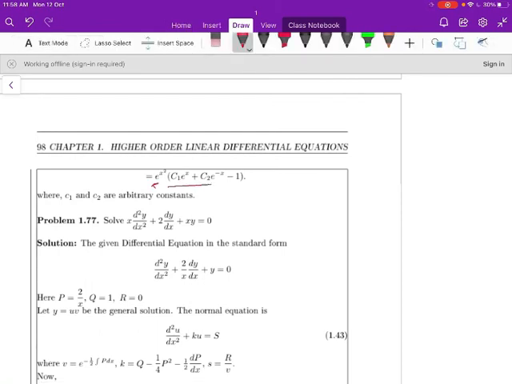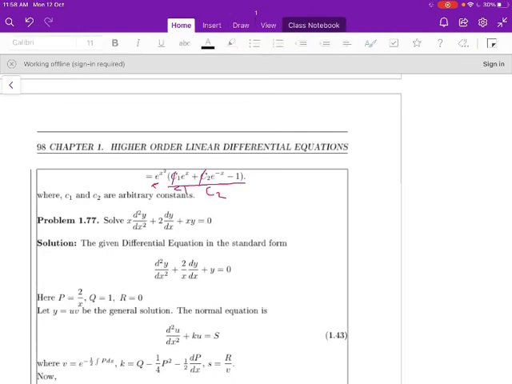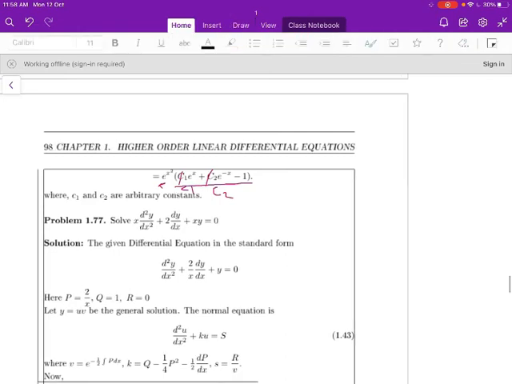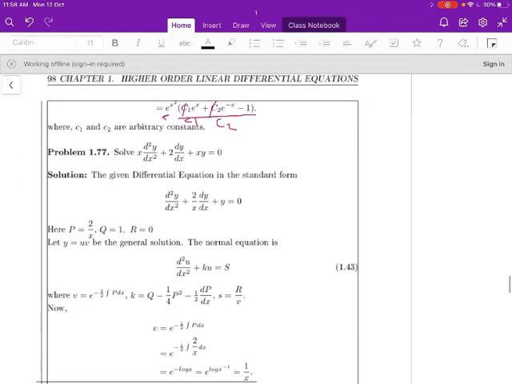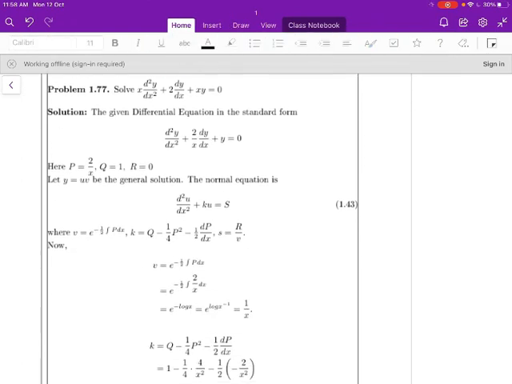But the general solution of the given differential equation, y is equal to uv, where we know v is equal to e power x square and u is equal to c1 into e power x plus c2 into e power minus x minus 1, with small c1 and small c2. So this is the general solution of the given differential equation.